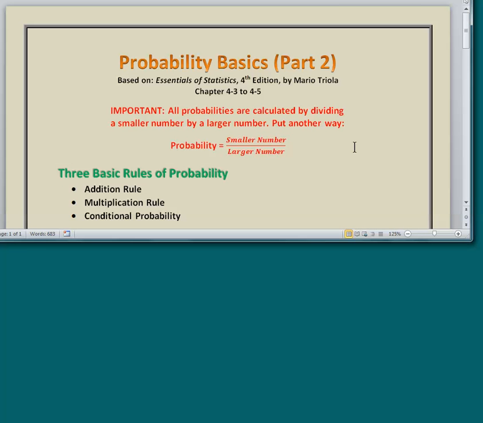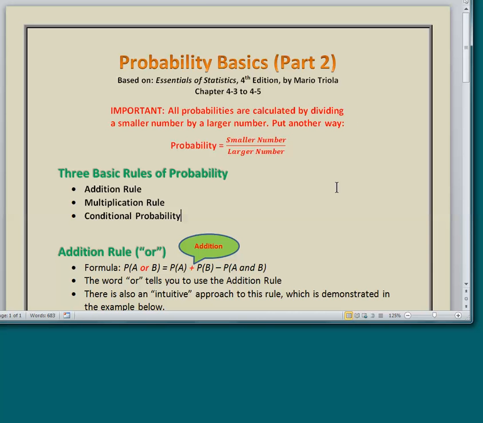We're going to talk about 3 basic rules of probability: the addition rule, the multiplication rule, and conditional probability. At first, we're just going to talk very briefly about each rule, what it looks like, and then after we go through that, we're going to work through a problem and apply all these different rules to that problem.